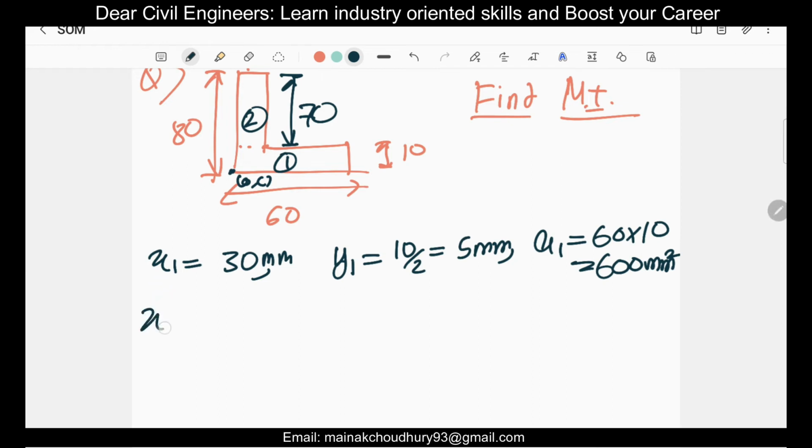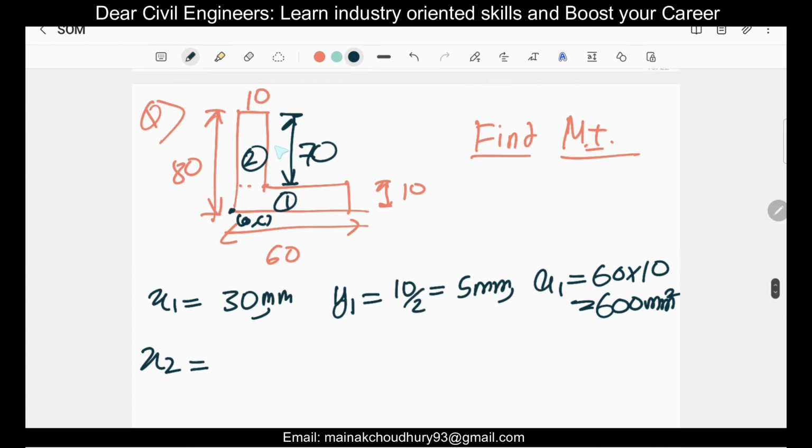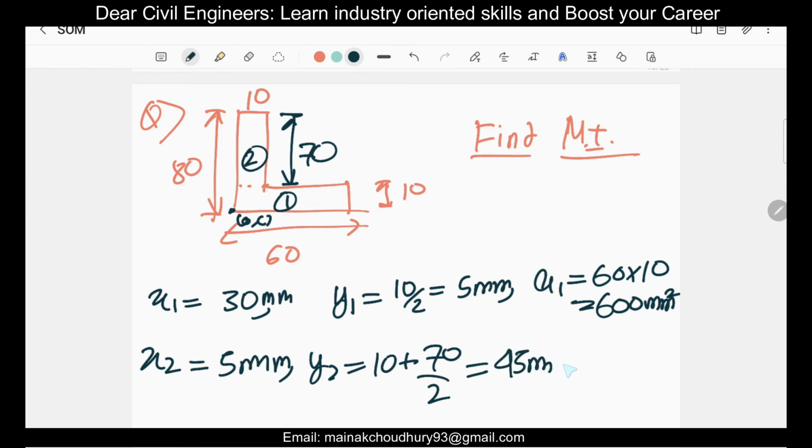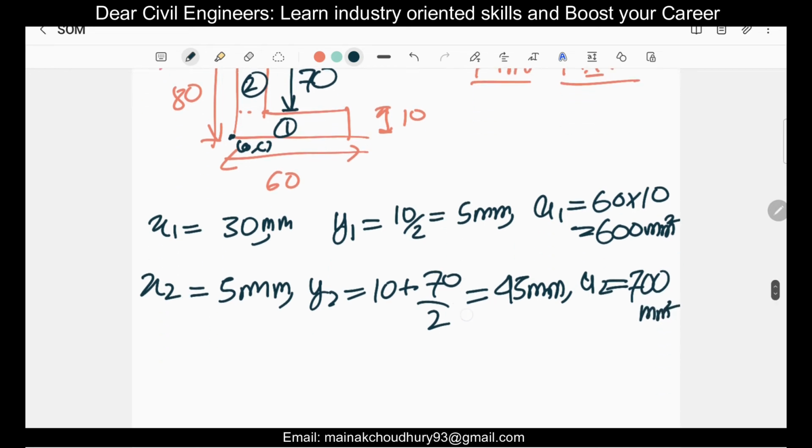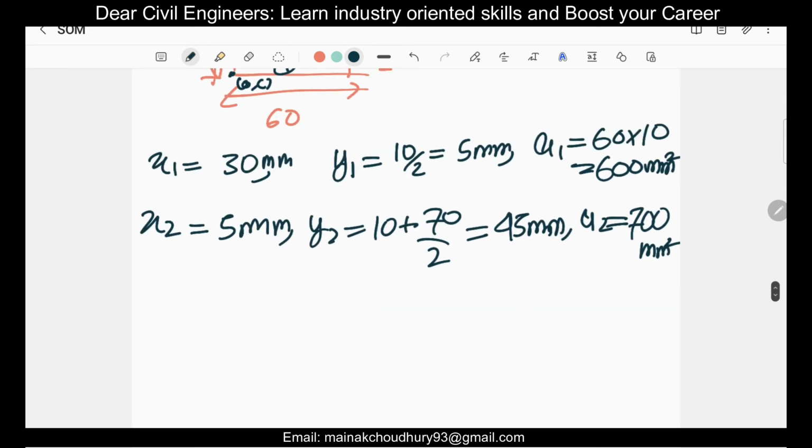So similarly let's write the x2 as well. X2 is equal to 10 by 2, it is 5 mm, and y2 will be 10 plus 70 by 2, right? So it will be 10 plus 35, it is 45 mm. Similarly a2 is equal to your 70 into 10, that is 700 mm square, right? 700 mm square. So now let's calculate x bar, right?